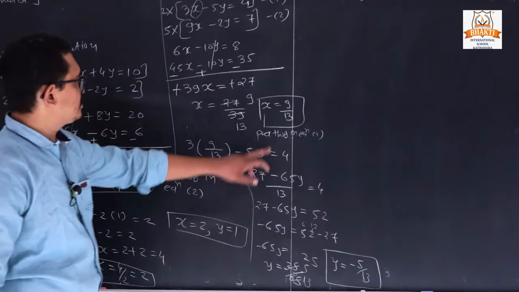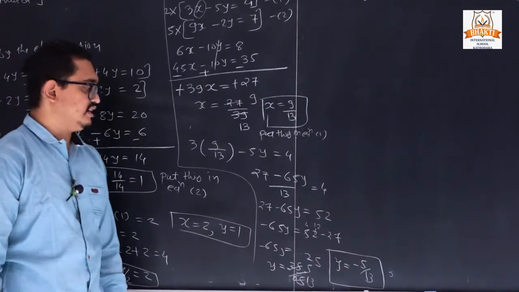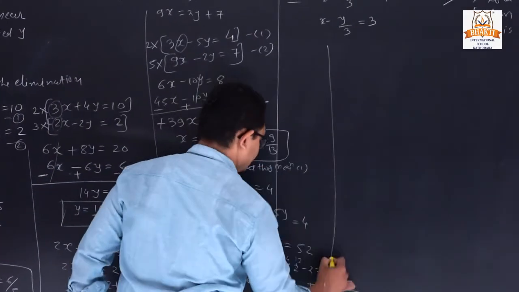Clear? So what is our solution? X is equal to 9 upon 13 and y is equal to minus 5 upon 13. So we can write like that.